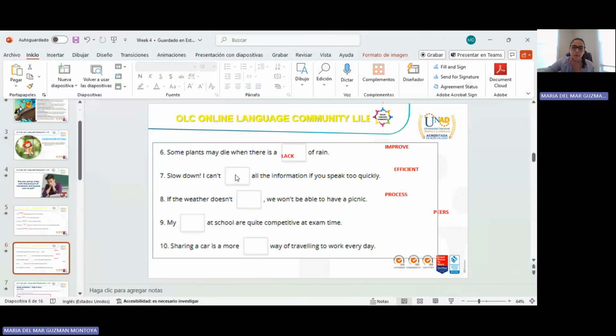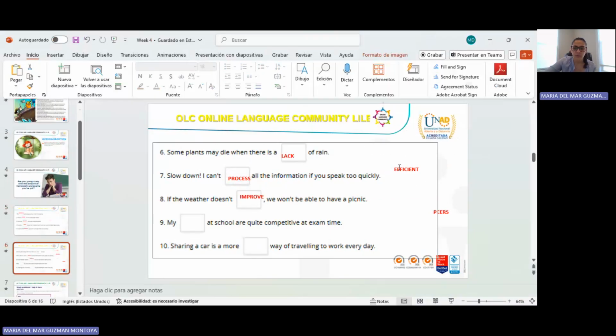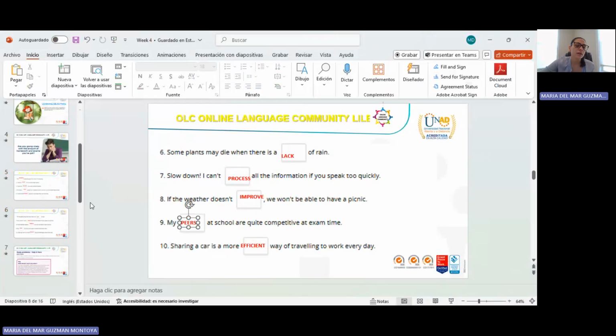Then will be process, and improve. Efficient will be our last one. Peers. The idea of this activity is that they match the correct word with the sentence. They should read it aloud. I will give them some time to just organize them. And after that, we have our lecture.